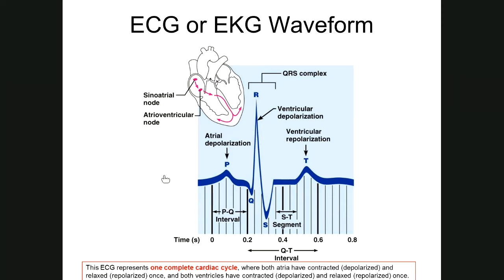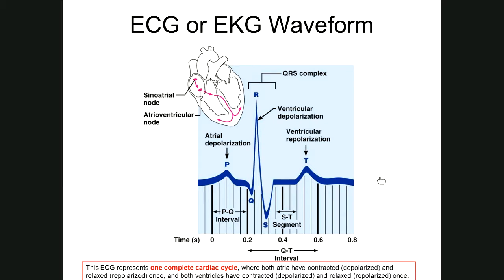Electrical activity we saw on the previous screen. That was showing the SA node, the AV node, the AV bundle, the bundle branches, and the myoconduction fibers. So let's look at what we have here on this EKG waveform. This is one complete cardiac cycle represented here, and it repeats over and over. So down here at the bottom, I wrote that. This ECG represents one complete cardiac cycle where both atria have contracted, depolarized, and relaxed, repolarized once, and both ventricles have contracted, which is depolarized, and relaxed, repolarized once. So you can see most of it on this EKG waveform.